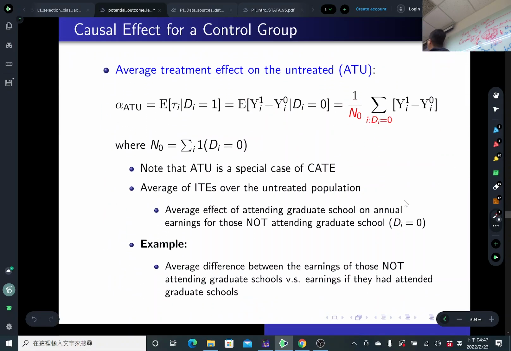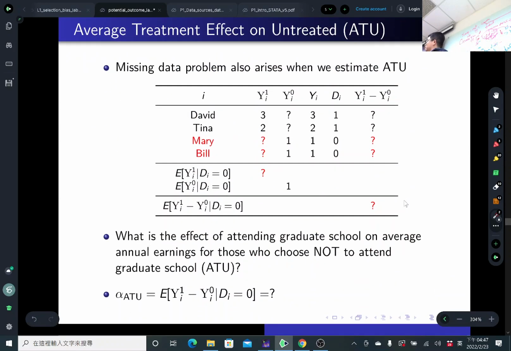So we know the causal effect for the treatment group. In the opposite direction, we can also define another causal effect for the control group. That's very simple. You basically replace your target with those who do not get a treatment, treatment equal to 0, and compare their Y1 and Y0. That's very similar, so I do not describe it a lot and just go directly to the example. In this example, we focus on the effect of attending grade school on the earnings for Mary and Bill, because here we want to focus on those who do not get a treatment, the causal effect for the control group.